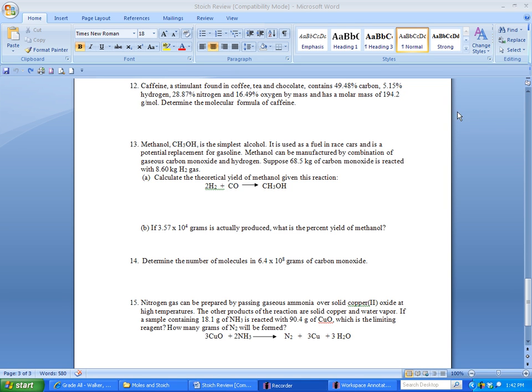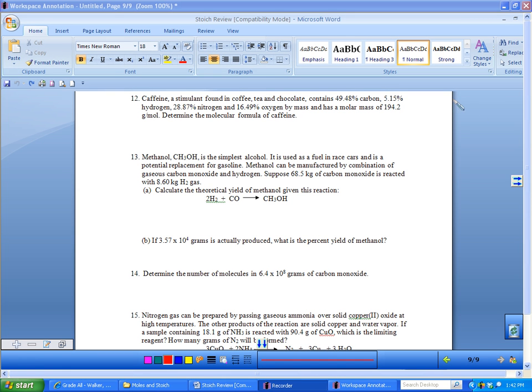Okay, so now we want to look at caffeine, a stimulant found in coffee, tea and chocolate. It contains that much carbon, that much hydrogen, that much nitrogen, and that much oxygen. And so we want to find the molecular formula. So it's going to be percent to grams, grams to moles, divide by small, multiply to whole.